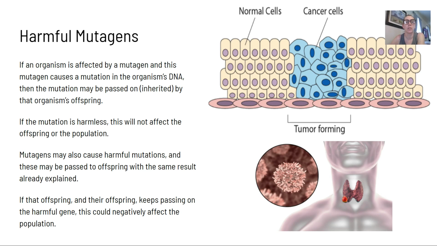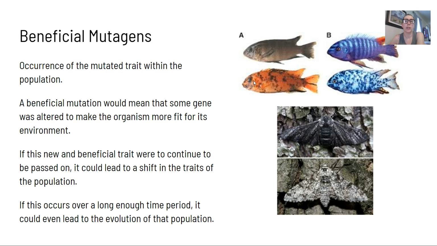If the mutation is harmless, this will not affect the offspring or the population. Mutagens may also cause harmful mutations, and these may be passed to offspring with the same result already explained. If that offspring and their offspring keep passing on the harmful gene, this can negatively affect the population. So there are some cancers that are genetic and have genetic links. So doctors will often ask if you have a family history of specific cancers. That is why.